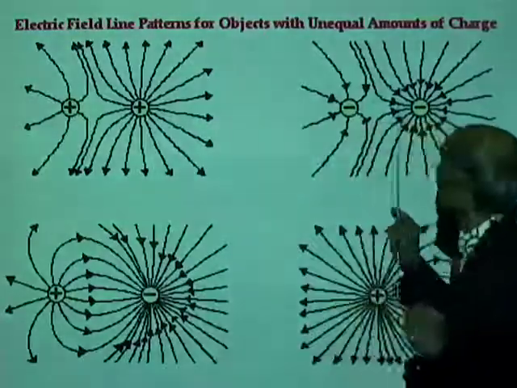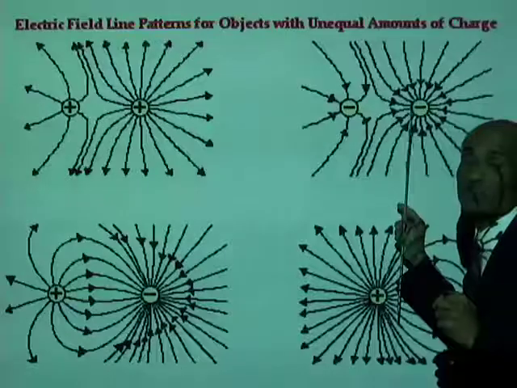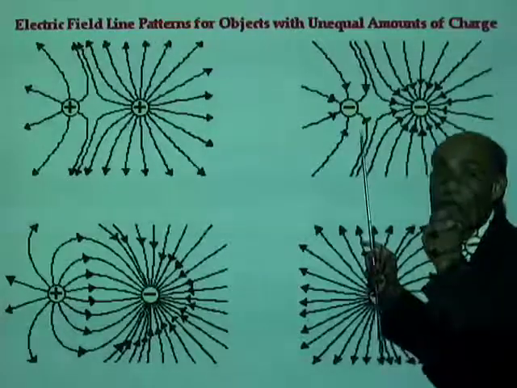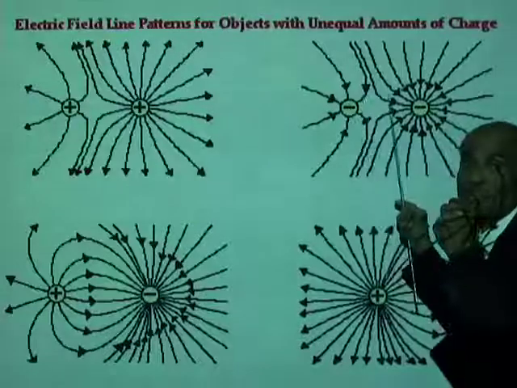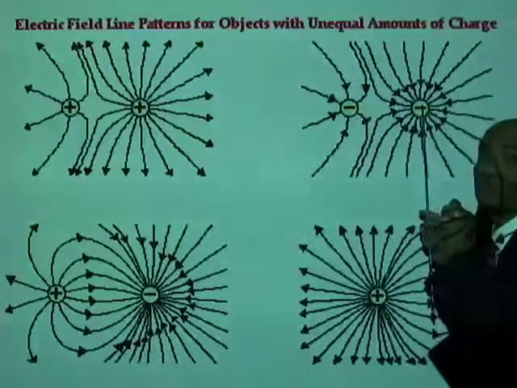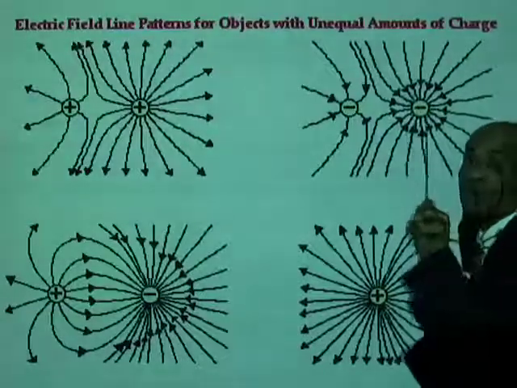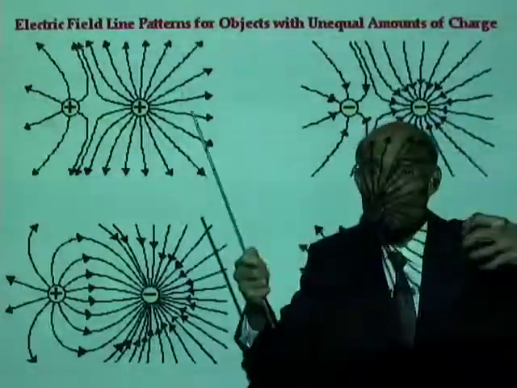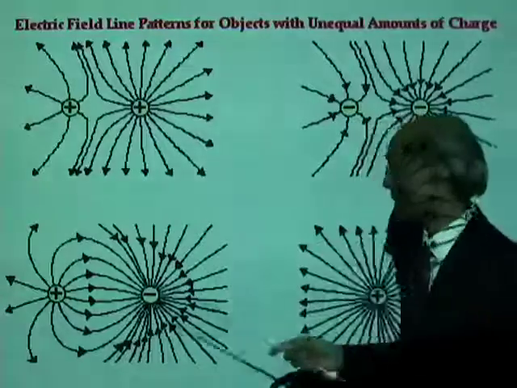Alright? We have a similar negative charge situation. Which of these carries a greater amount of charge? The one on the left or the one on the right? Obviously the one on the right, because a large number of field lines are concentrating on it.